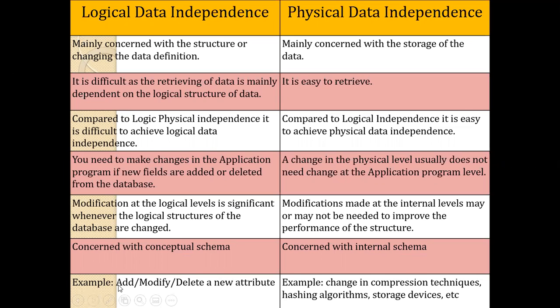So as we have discussed, the changes at the conceptual level are either adding, modifying or deleting an attribute, and this will not affect application programs at the external level. But if you go for physical data independence, changes can be made in compression techniques, access techniques like hashing algorithms, different storage devices, and different data structures at the internal level, but they will not affect the conceptual level. So this is about data independence supported by the three schema architecture in database.